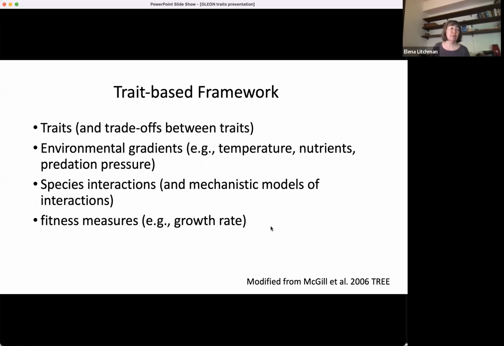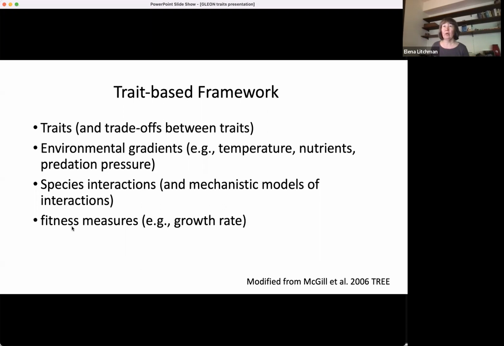So what are the components of the trait-based framework? Of course, we need to know traits. And we also need to know trade-offs between traits. As I showed earlier, those trade-offs can help us characterize different ecological strategies, and I will also give examples later. We also need to think about relevant environmental gradients. For many species, that would be temperature, nutrients, predation pressure. And we shouldn't forget about species interactions. This is the most challenging aspect of trait-based ecology: to understand what traits determine these interactions.